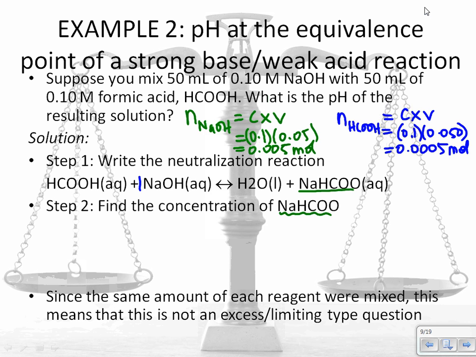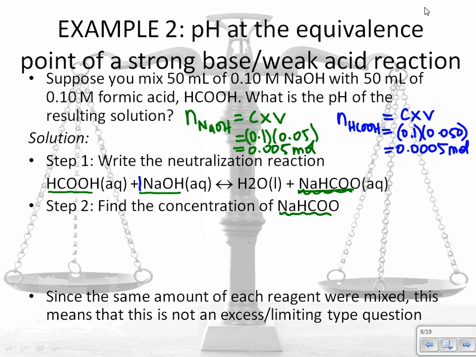So now when I'm calculating my sodium formate, or my NaHCOO concentration, I'm looking at how much of these are going to actually react. So if I have 0.005 moles of this and 0.005 moles of that, I should eventually make 0.005 moles of my salt at the end. And I do, okay?